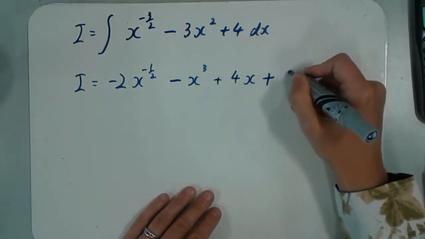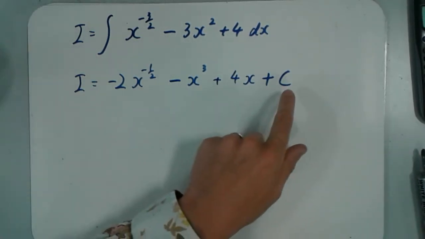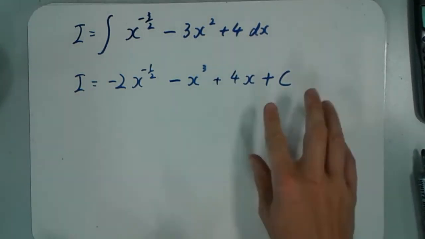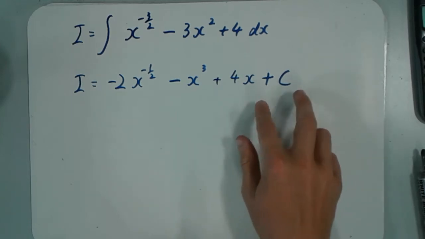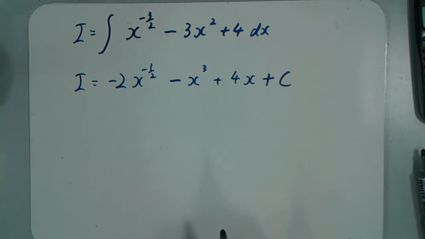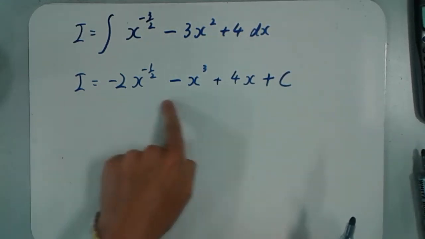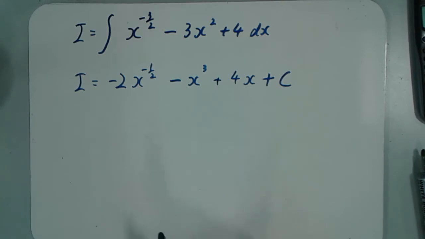But remember, I must have a plus c. When I'm integrating a function, there could have been a constant before I differentiated it, so I add that constant back in. On this occasion, I'm not given a coordinate, so I have no way of finding what that constant is. However, I have integrated it, and I must remember to plus c when I integrate.